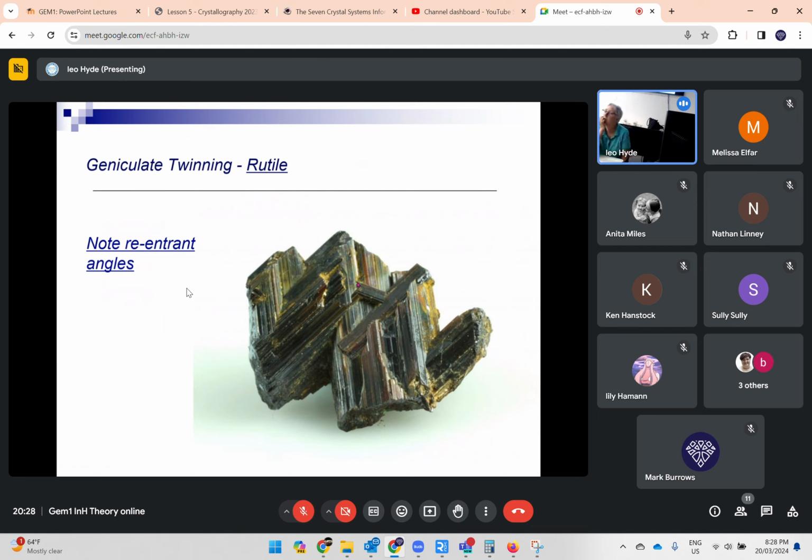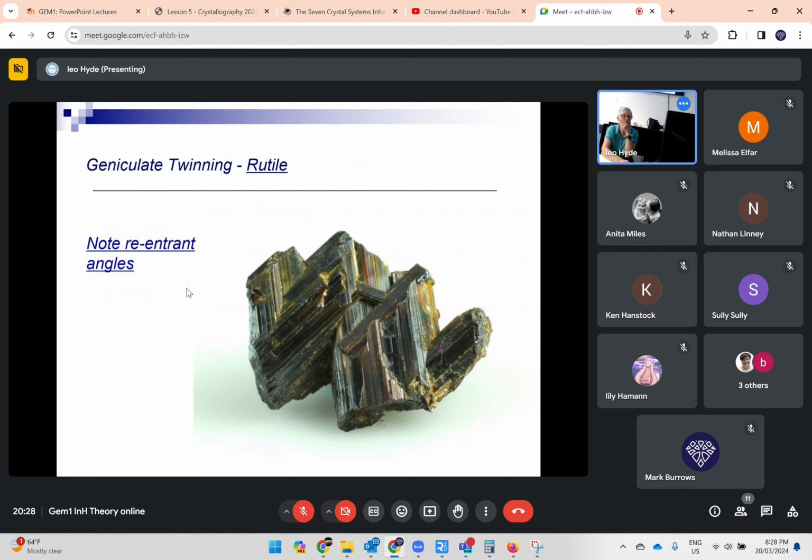So wait, sorry to interrupt. When you say re-entrant angles, which bit are you on about? The pointy bit? The V. See that V? Yeah. Or here's another set of crystals, because there's a few of them. There's a V. Oh, there's another V there. There's another V there because there's a whole cluster of crystals, but each of those crystals is twinned, and you've got that V, that re-entrant angle, because that's pointing to the common plane between the two parts of the crystal that decided to twin.